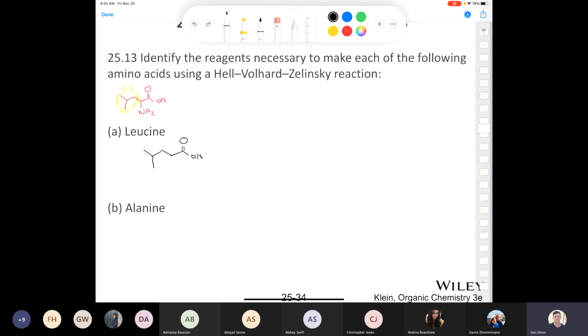Well, the first step is going to be to treat the molecule with bromine and phosphorus tribromide, PBr3, and then treatment with water. That's going to give us the alpha bromo carboxylic acid, isn't it? So now we've got something that looks like this. And now we can do the alkylation reaction by treatment with excess ammonia. And we're going to end up with this.